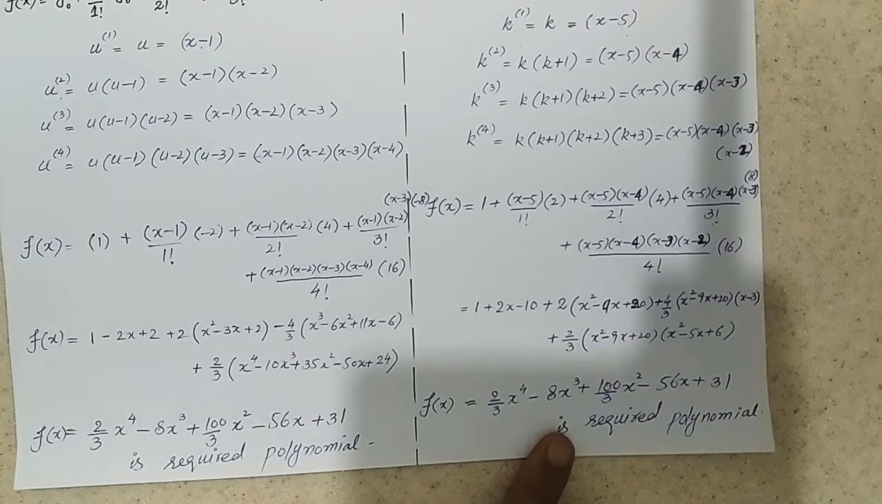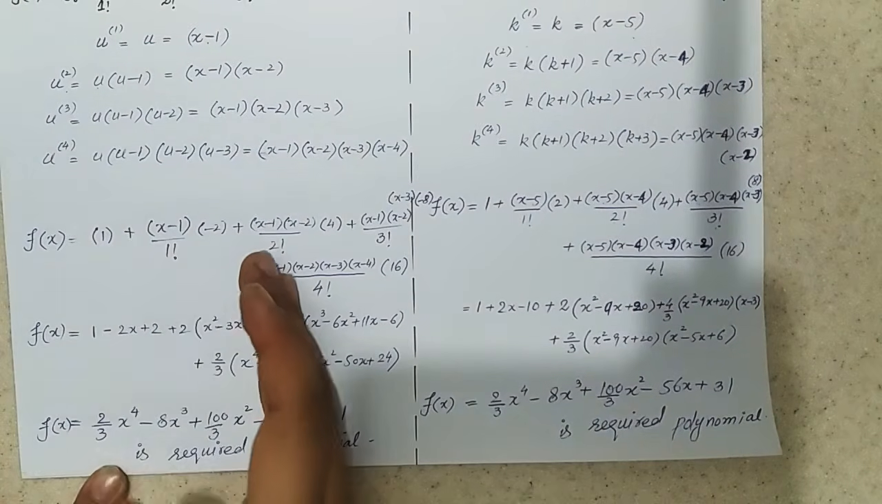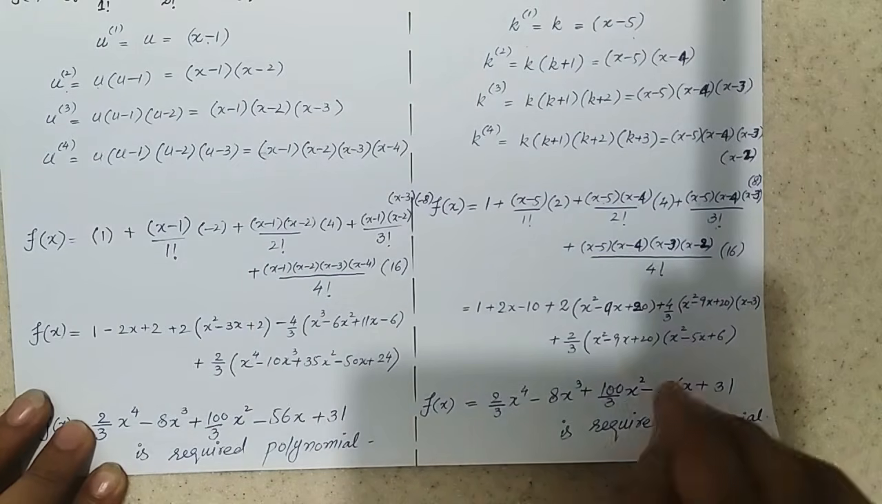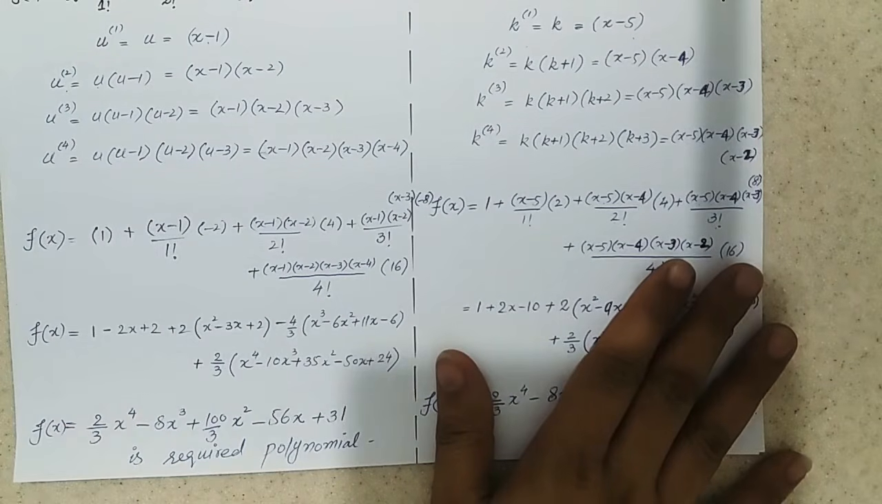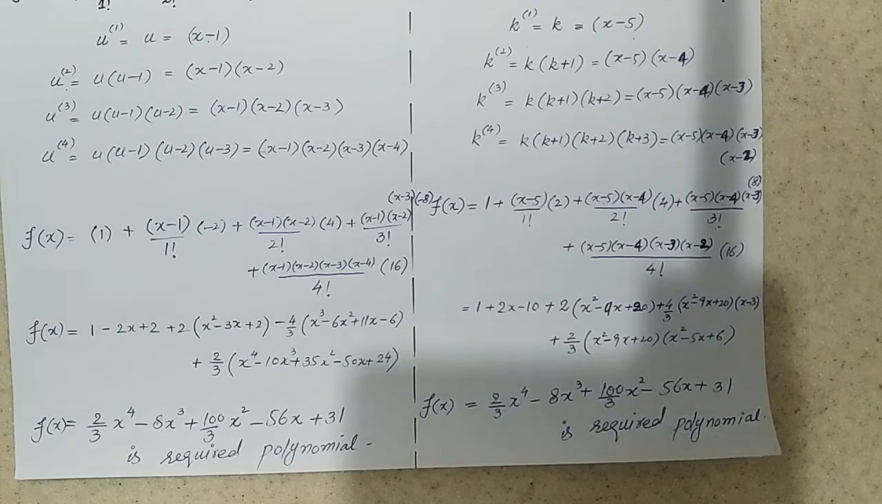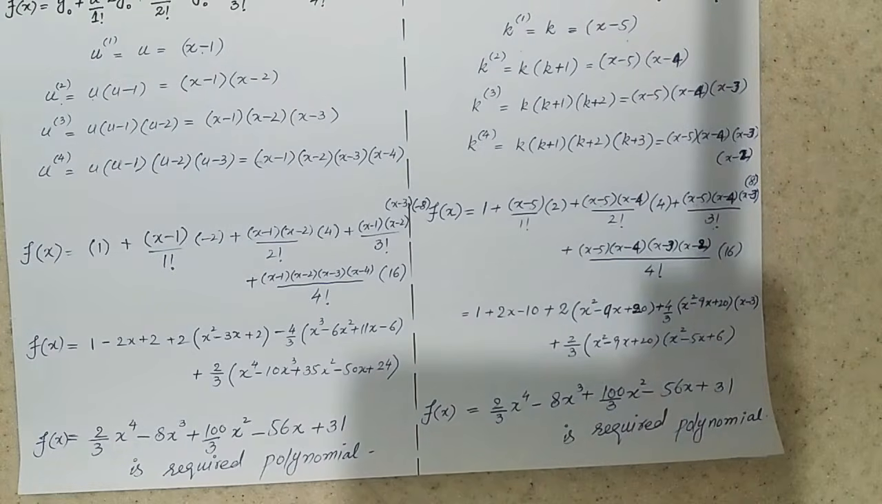But if it is mentioned that we have to find by using forward interpolation formula, then we will only solve it by forward. But if it is given to find out only from backward interpolation, then we will use only backward formula. But if it is to find out only polynomial by Newton's Gregory interpolation, then we have to find out both by forward interpolation formula as well as backward interpolation formula.